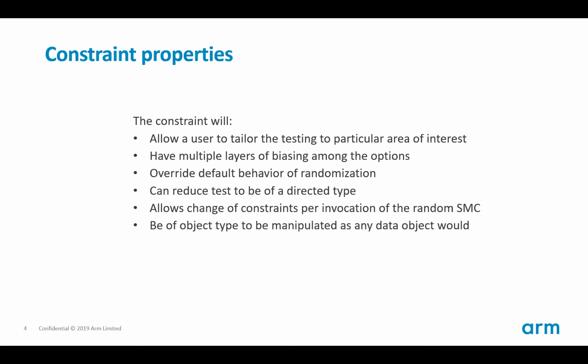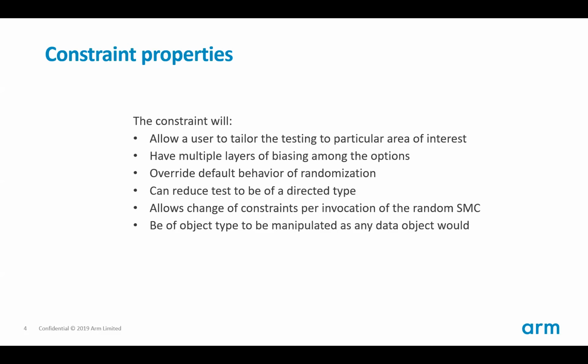So to that end, we have multiple layers of biasing among the options. And of course, there are certain instances where you may say, okay, I have a particular condition that occurs based upon test scenarios that I'm interested in seeing, you can override that randomized behavior and say, okay, I want to constrain it to this particular thing without having to do a lot of jumping through hoops to get that to work.